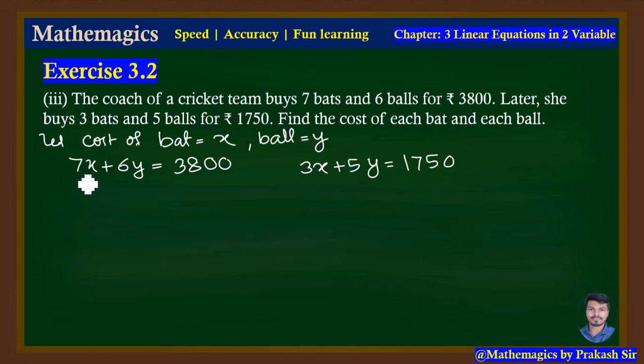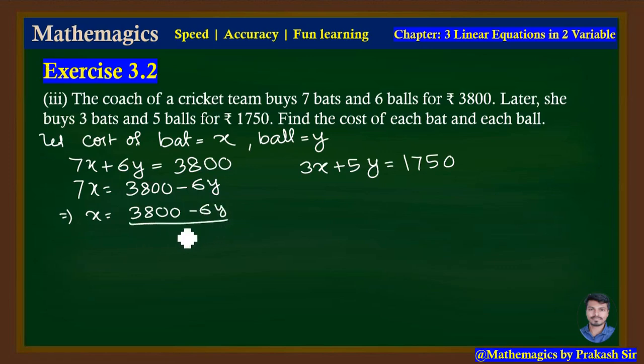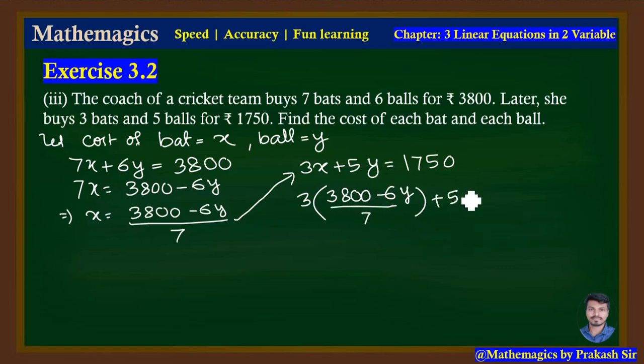So here, dear friends, we are going to find out the value of x. So 7x is equal to 3,800 minus 6y, which implies that x is equal to (3,800 minus 6y) divided by 7. So this value we are going to put here. And obviously, dear students, there will be a very big calculation because the amount is big. So 3 into (3,800 minus 6y) whole divided by 7, plus 5y is equal to 1,750.